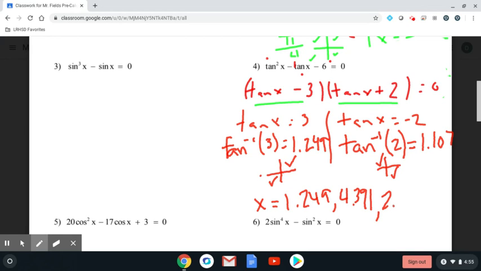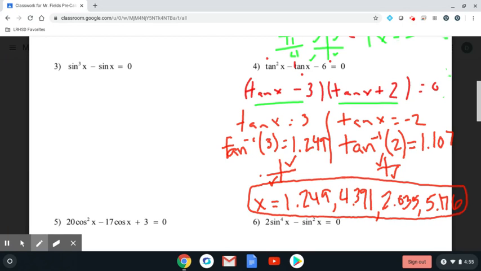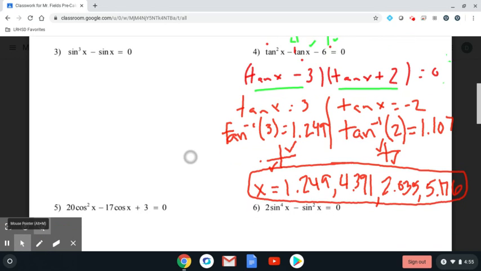So now we're going to use that 1.107 and our closest x-axis to help us find where we're at. So in quadrant number 2, we end up with 2.035. And then in quadrant number 4, we end up getting 5.176. All right. So just again, be careful when you guys are working with either special or non-special angles, and make sure you can identify both.